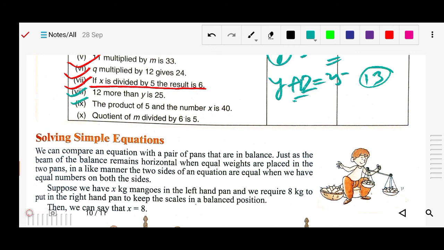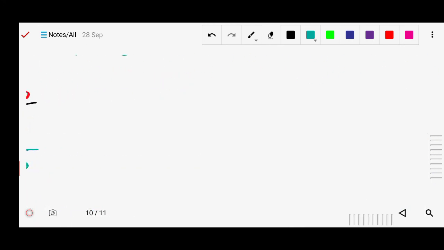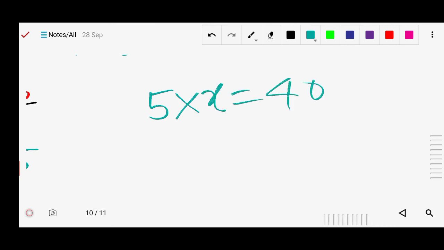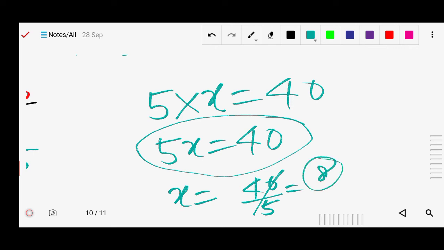Okay, now number 9. The product of 5 and the number x is 40. Product of 5, product means multiply. Simply, product of 5 means what? Product of 5 means multiply. So 5 into x, and which is 40. So what will be the equation? Equation will be 5x equals 40. Product means multiplication. Now you can find the value of x. So this 5 will come to the right side. So 40 divided by 5, so it will be 8. So the answer will be 8 only.